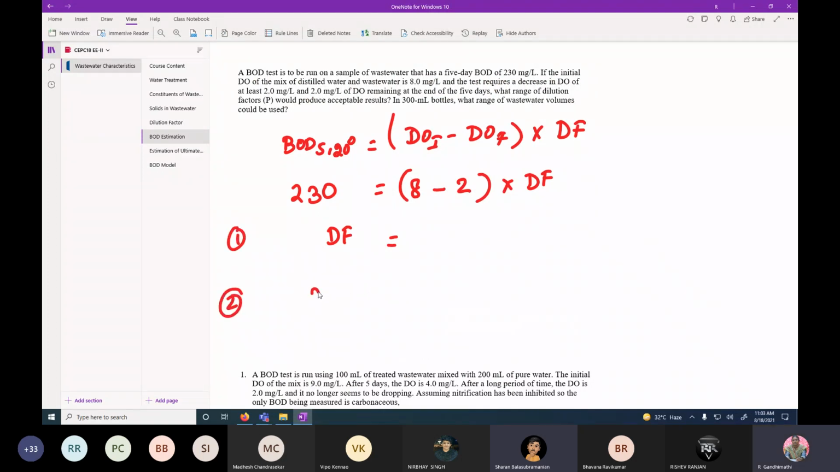Second case. So we'll get a dilution factor in the range of 38.34 to 115. Decrease in DO of 2, okay, that means 8 minus 6.